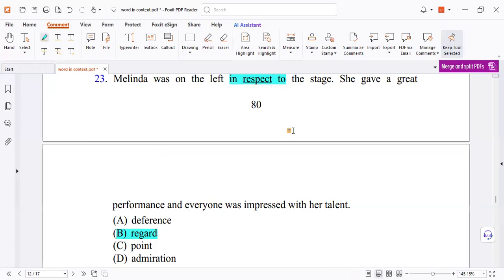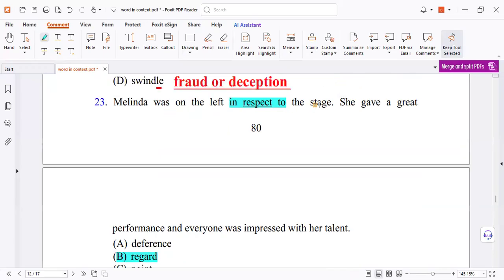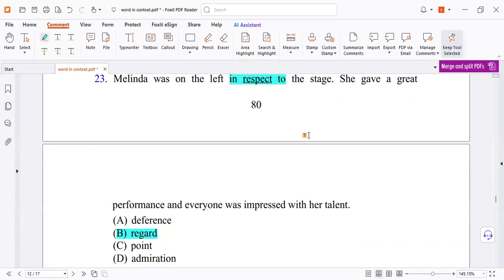She is on the left, in regard to the stage. The difference here: A and D talk about respect, love, admiration, about you respecting someone. But we're not talking about her being respected by the stage. She was on the stage, but on the left. So we're talking about location. So regard, catch it. So in respect to means related to, with regard to.